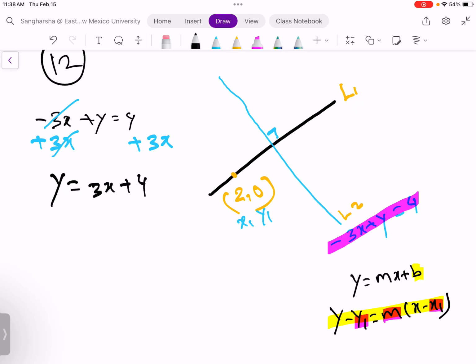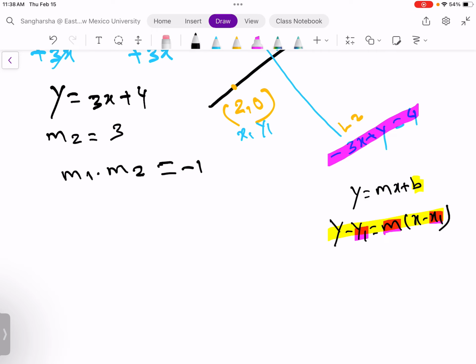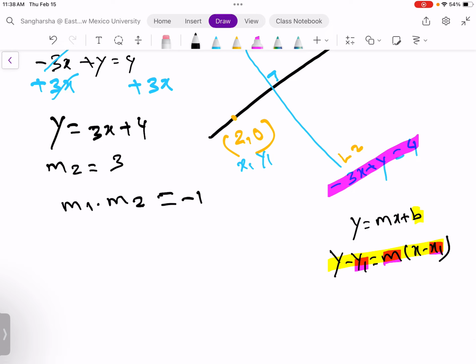So here let's call the slope of line 2 m2 and the slope of line 1 m1. Here m2, which is the slope of our line 2, is 3. Since these two are perpendicular, what do we know? When you multiply m1 and m2, we always get -1 because they are perpendicular. Now let's substitute m2. We have m1 as it is, that's what we are trying to find. m1 times 3 equals -1.